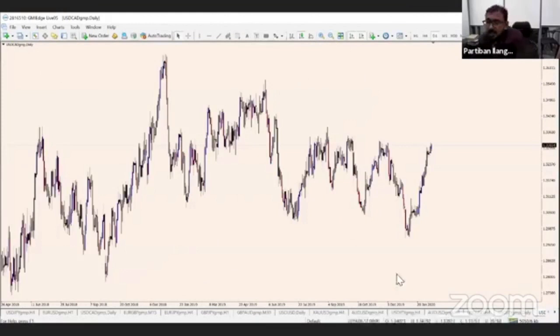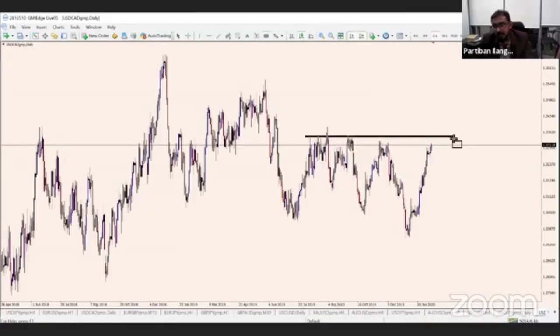Okay, if you see USD CAD, it's an amazing chart because there are a few elements here. This is a very strong resistance area.